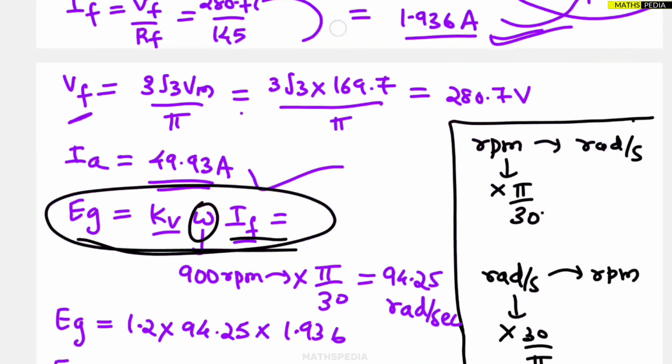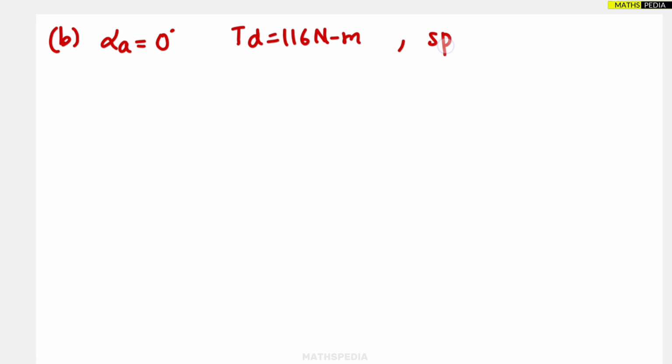Fine. Let us go for the B part of the question. Remember what is given: they have said that alpha A should be equal to 0, the armature delay angle is 0, and TD anyways they have mentioned as 116 Newton meter. They have asked us to find out the speed of the motor, omega. How will you find out omega? What is the formula we are having?